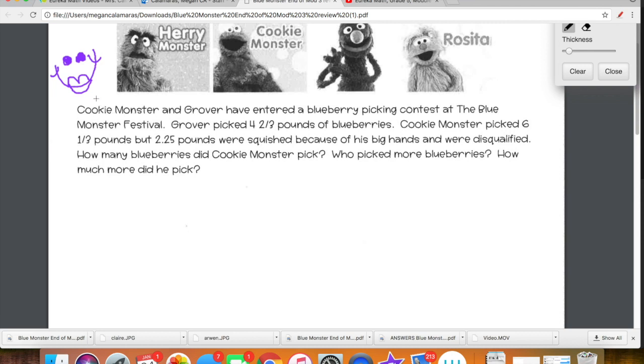Cookie Monster and Grover have entered a blueberry picking contest at the Blue Monster Festival. Grover picked 4 2/3 pounds of blueberries. Cookie Monster picked 6 1/3 pounds, but 2.25 pounds, or 2 25/100ths of pounds, were squished because of his big hands and were disqualified. How many blueberries did Cookie Monster pick? Who picked more blueberries? And how much more did he pick?